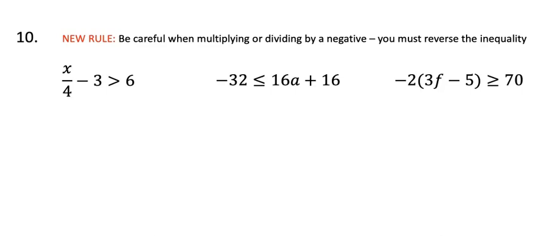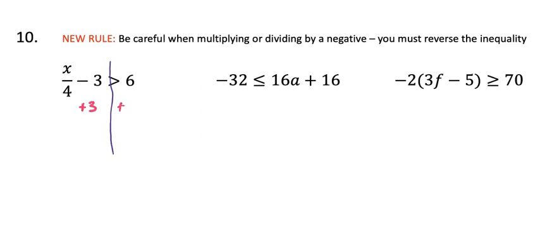Okay, number 10, we have 3 inequalities we're going to solve, and they're all just a little different. So I'm going to start with the first one. I have x over 4 minus 3 is greater than 6. This is a two-step, so we begin by moving the negative 3. This is division, this is subtraction. We undo subtraction first. We work our way backwards.